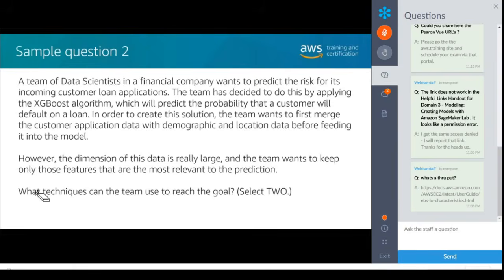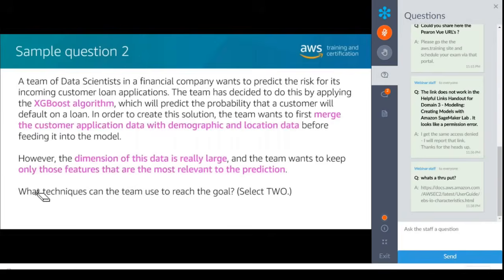However, the dimension of this data is really large, and the team wants to keep only those features that are most relevant to the prediction. All right, so this sounds like dimensionality reduction, right? And why? Well, okay, fine, they picked an algorithm.